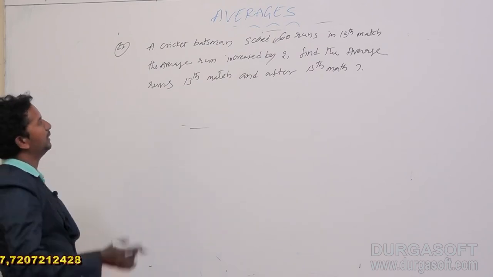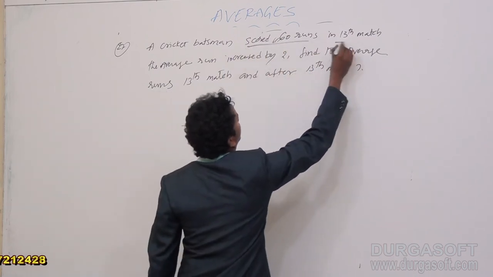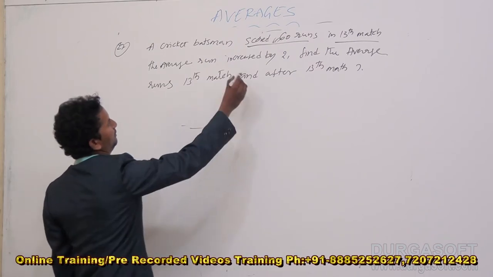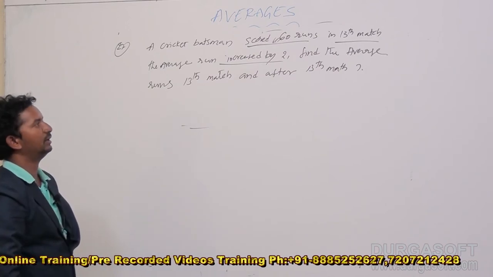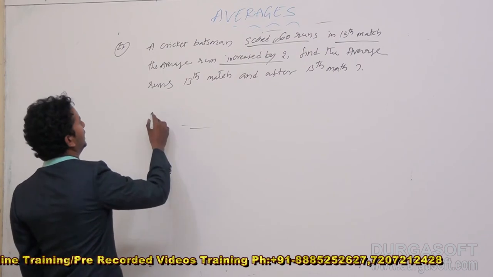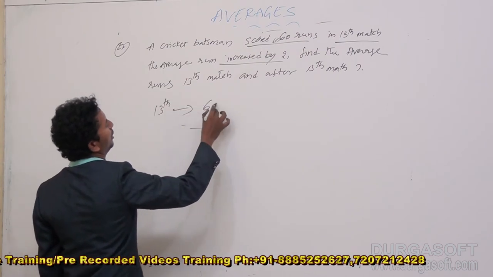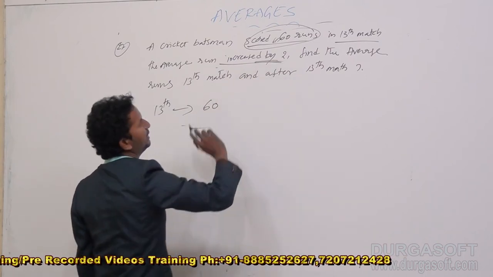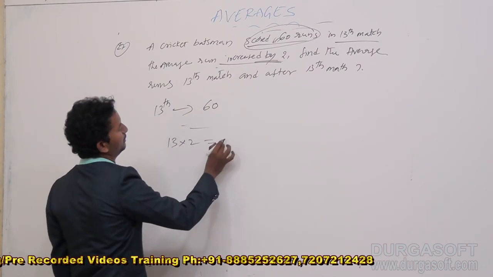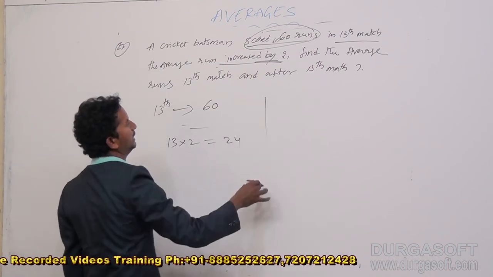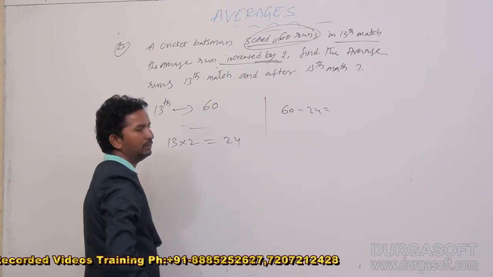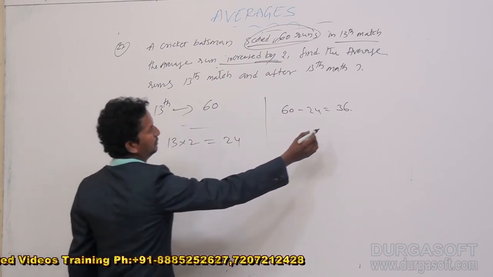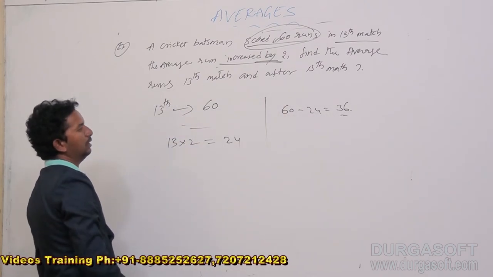After the 13th match, a cricket batsman scored 60 runs in the 13th match, and the average increased by 2 runs. Find the average after the 13th innings. So the 13th match score is 60 runs. The average increased by 2, which over 12 matches amounts to 24. So before that, it is 60 minus 24, which is 36.